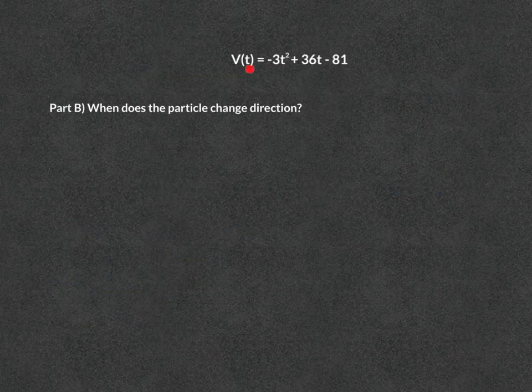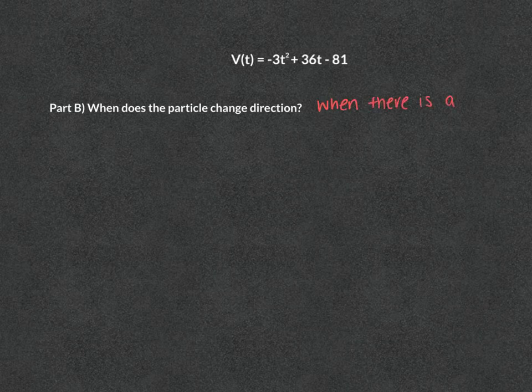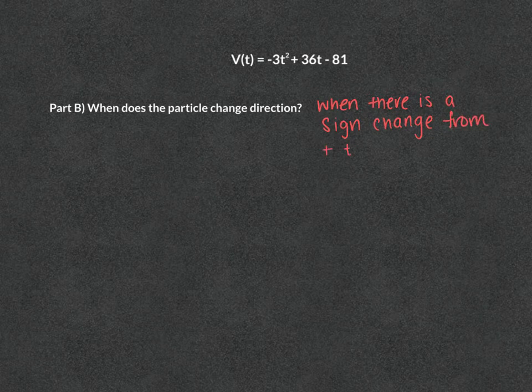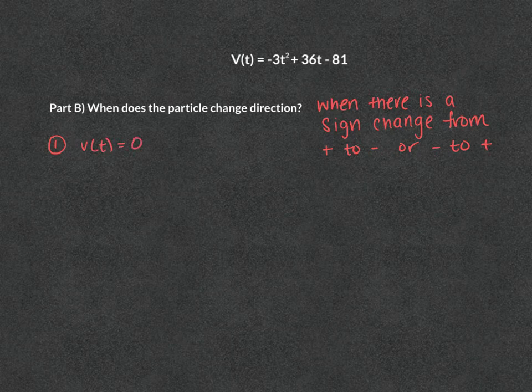So I just rewrote the velocity function, and part B is saying, when does the particle change direction? So if you want to take some notes down, the particle changes direction when there is a sign change from positive to negative or negative to positive. And we're going to have to do our v of t number line to answer that question. So step 1 is we're going to set v of t equal to 0 and solve.